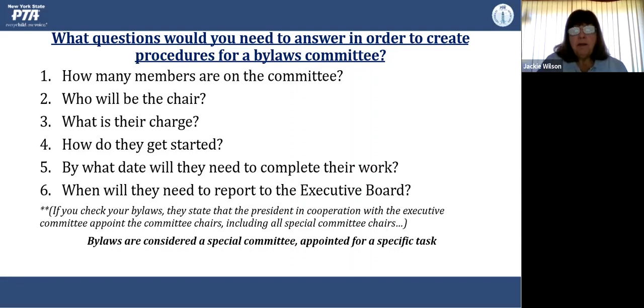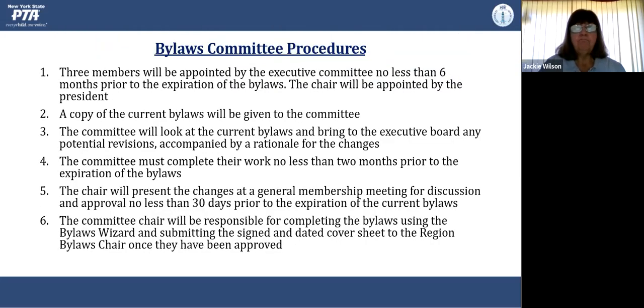How do I form a committee? According to your bylaws, it states that the president, in cooperation with the executive committee, appoints the committee chairs, including all special committee chairs. Bylaws are considered a special committee, appointed for a specific task. Okay, so there you have your beginning of your bylaws committee procedures. So here are some sample procedures for your bylaws committee. 3 members will be appointed by the executive committee.